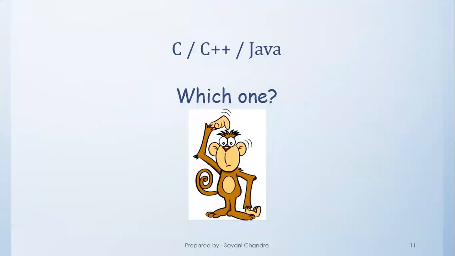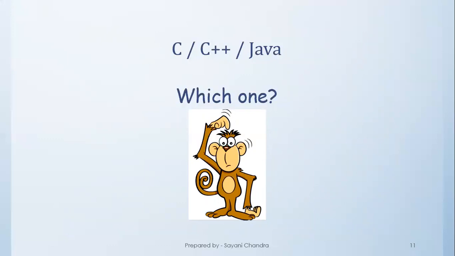Now let's move on to the last topic of today's lecture. What is the difference between C, C++, and Java? So we have to know the exact differences between these three languages. So firstly, C is a procedural programming language, whereas C++ is a mix of procedural and object-oriented programming language. And Java is a completely object-oriented programming language.